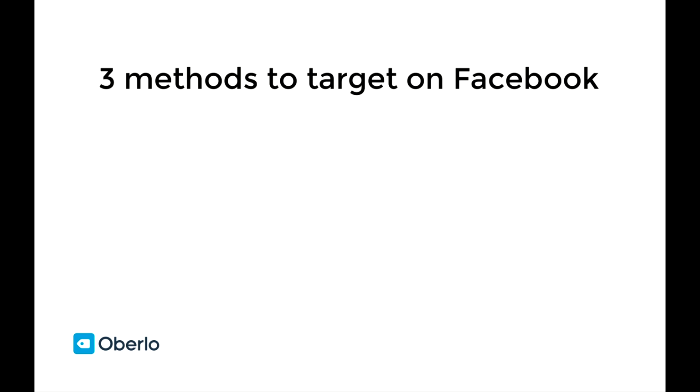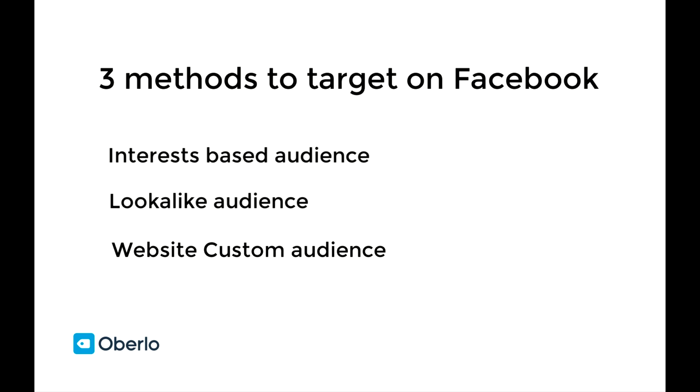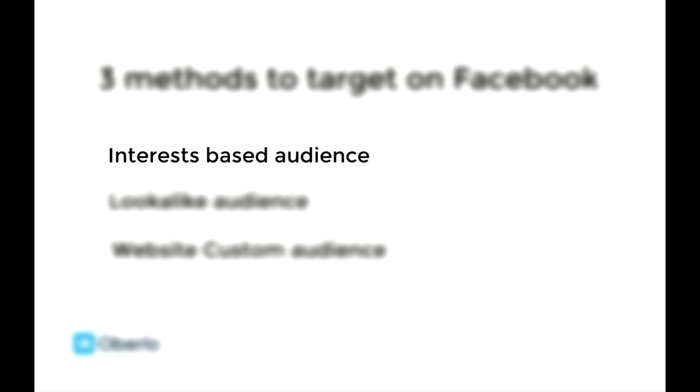There are 3 crucial methods to target people on Facebook: interest-based audience, lookalike audience, and custom audience. This tutorial will focus solely on interest-based audiences. While lookalike and custom audiences require a lot of traffic and expertise, interest-based audiences are the most basic and most important place to start Facebook advertising.